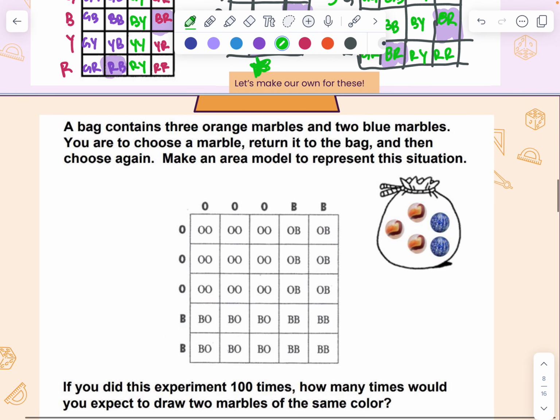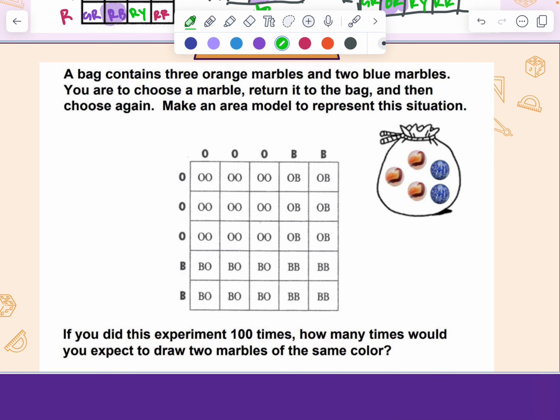Okay, last question here. This one's already set up for us, which is kind of nice. The idea on this one is you would win if you get the same color twice. So I'm looking through this. I've got 3 orange marbles and 2 blue marbles in a bag, which means I have 5 different outcomes for both of these draws. Important to note that I am choosing the marble and then I'm putting it back in the bag. So I'm not taking it out. I'm not messing with these probabilities. It's the same odds on every draw.